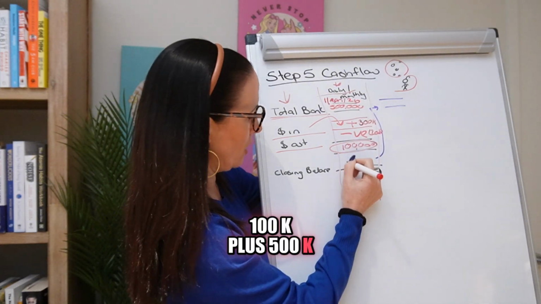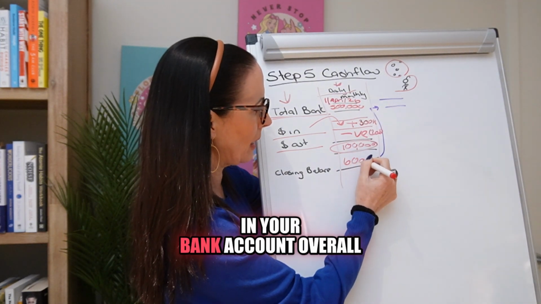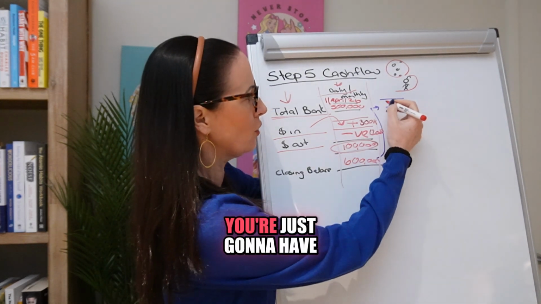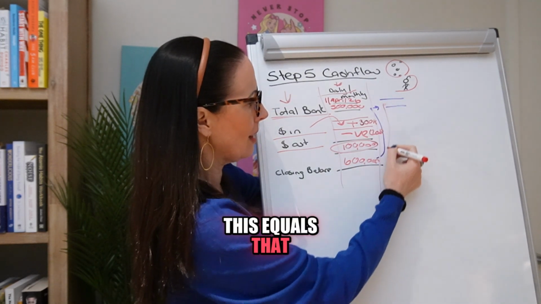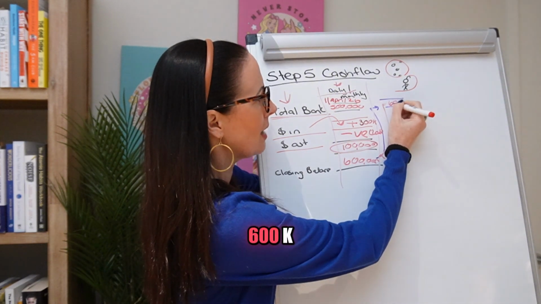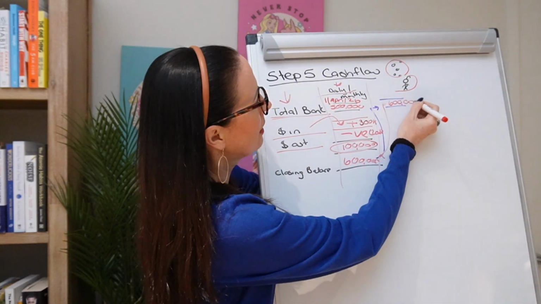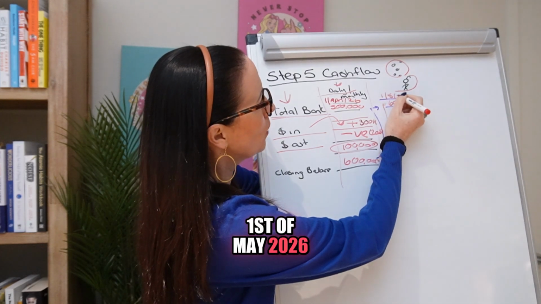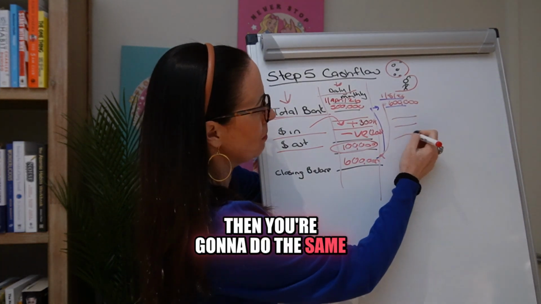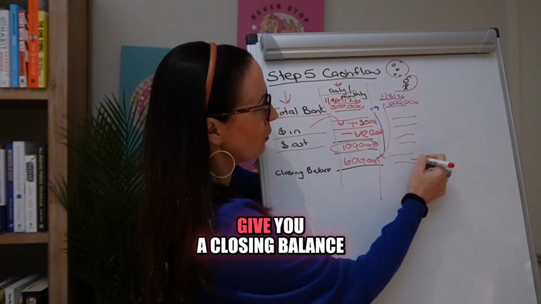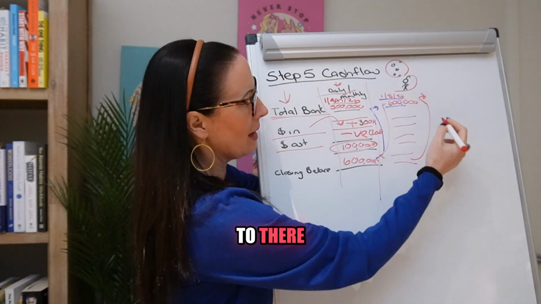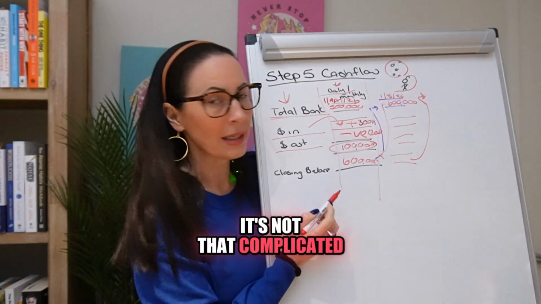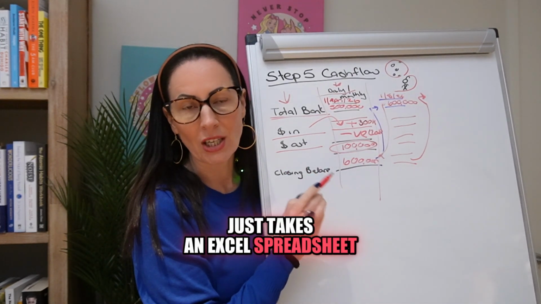100K plus 500K, you're gonna have 600K in your bank account overall. You're gonna transfer that, you're just gonna have this equals that. So that's gonna be now 600K on the 1st of May 26. Then you're gonna do the same. And then that's gonna give you a closing balance and it's gonna go up to there. So on and so forth, right? It's not that complicated. Just takes an Excel spreadsheet to set it up.